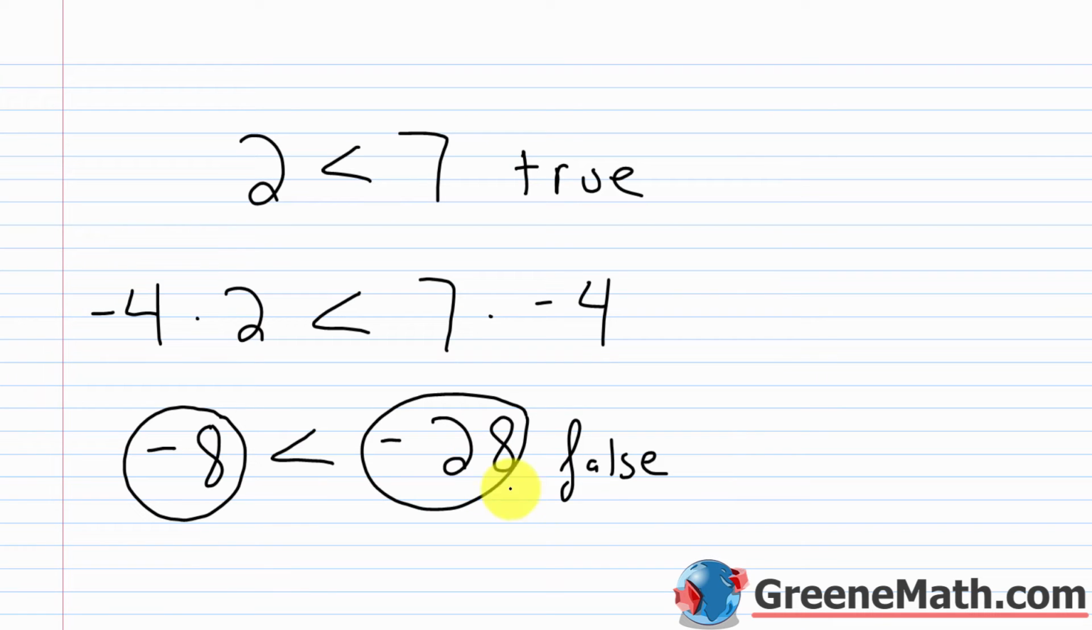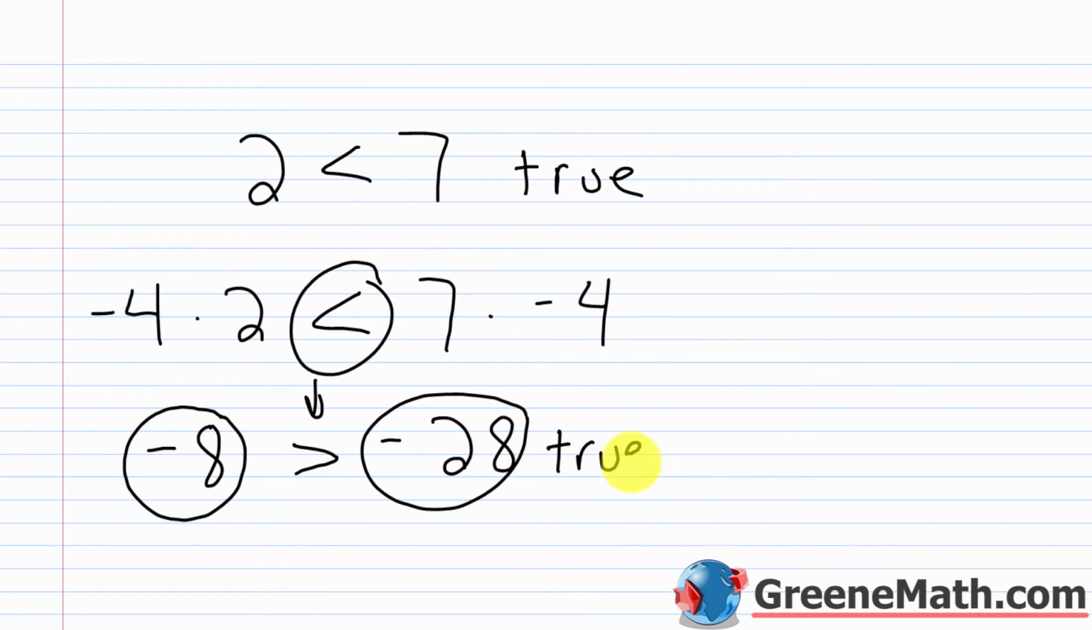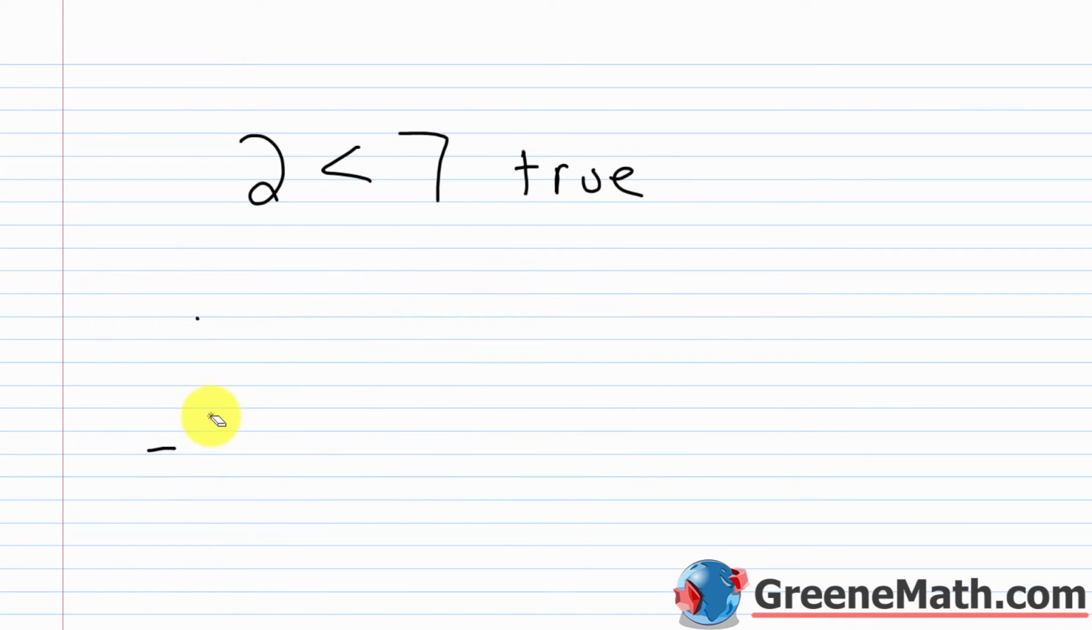So this is false. In order for us to get a true statement, when we multiply both sides by that same negative value, we have to flip the direction of the inequality. So if I would have flipped this here, instead of a less than, now I'd have a greater than, then we could say it's true. Negative 8 is greater than negative 28. And let me show you one more example of this real quick before we move on.